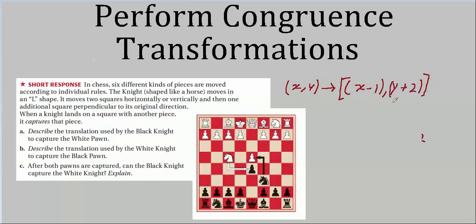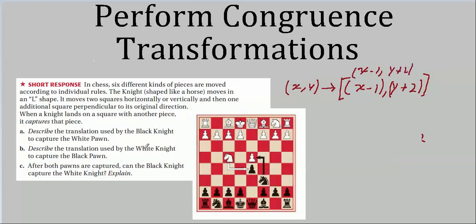I guess you could live without the parentheses in the middle. Sometimes I do that when there's multiple terms between the commas, just to keep it straight. I guess they don't usually do that, and they probably don't do it much in your book. Same thing. I could have just written it this way, I guess. x minus 1, comma, y plus 2. Like that. You get the idea. That's the transformation used by the black knight to capture the white pawn.